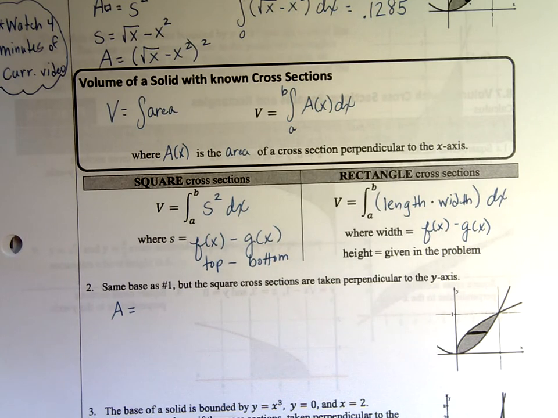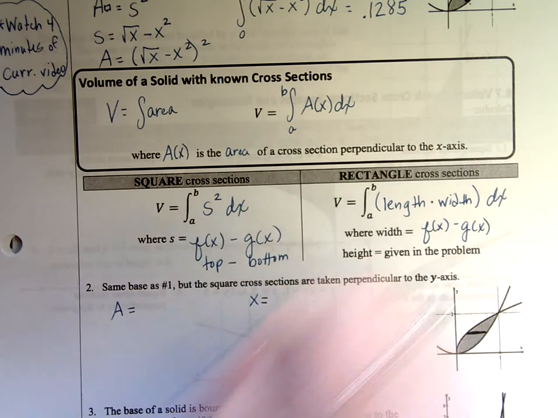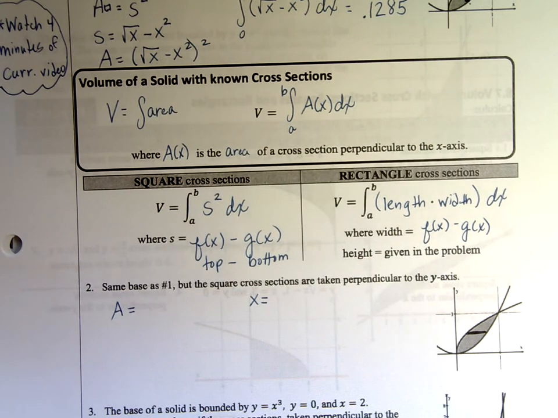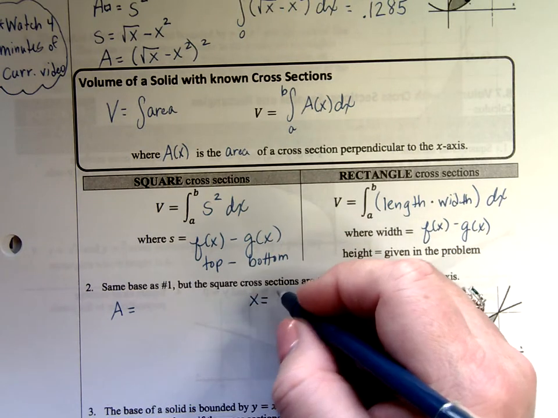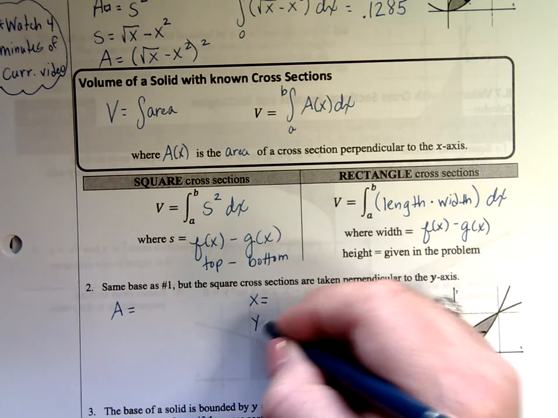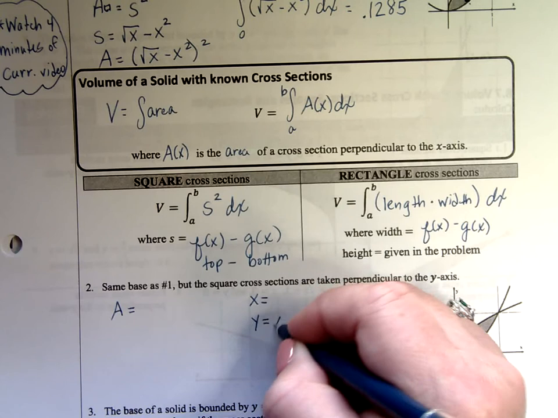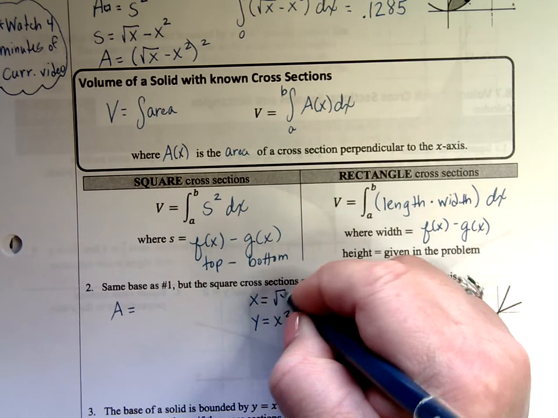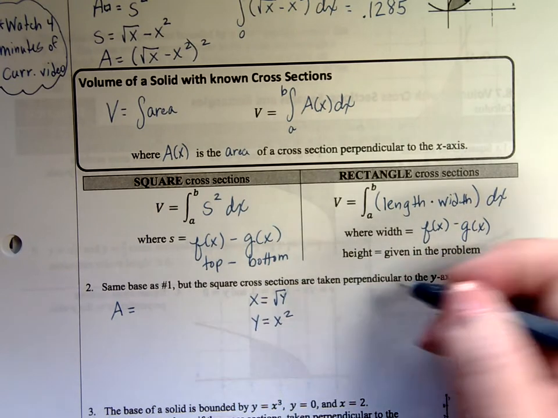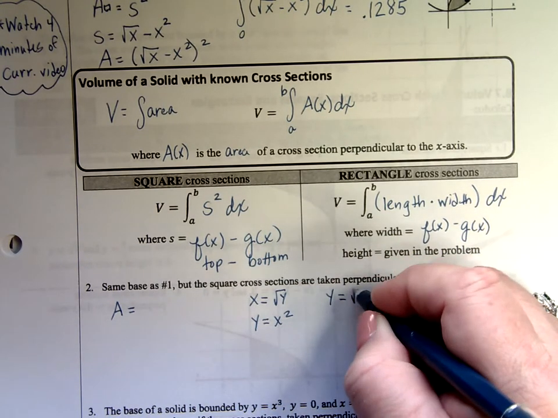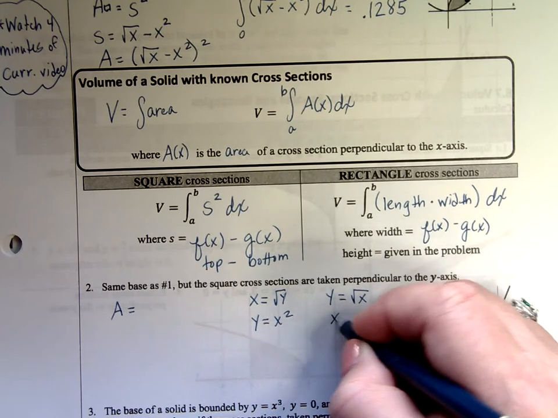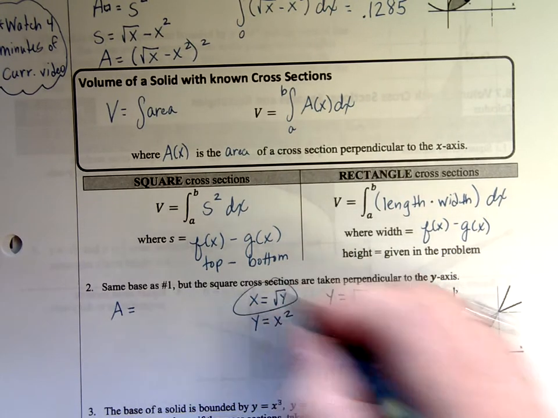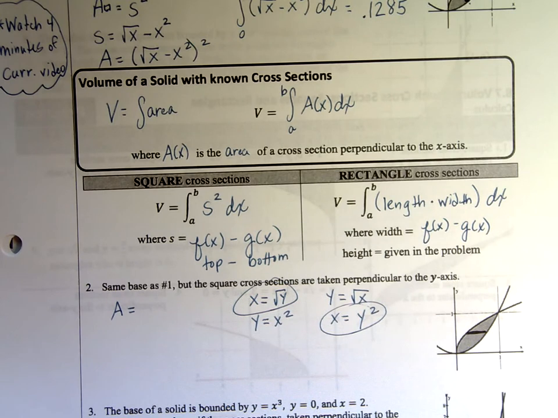Now remember, if it is perpendicular to the y-axis, I need to have x equals equations. So let me do that first. If I take y equals x squared, what does x equal? x equals the square root of y. If y equals the square root of x, then x equals y squared. So these are the two equations that I'm going to be using now with my right minus my left.